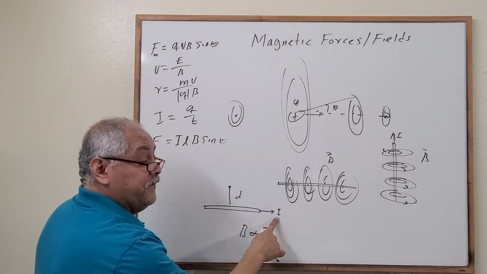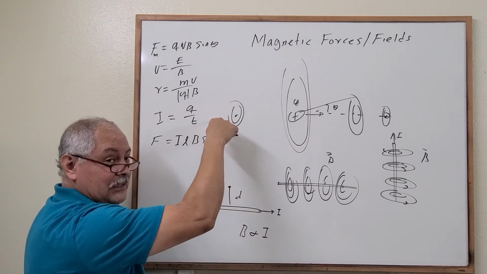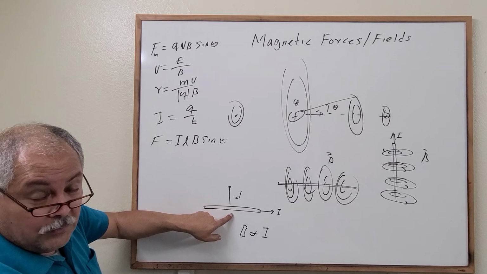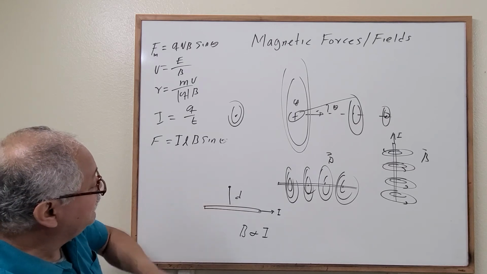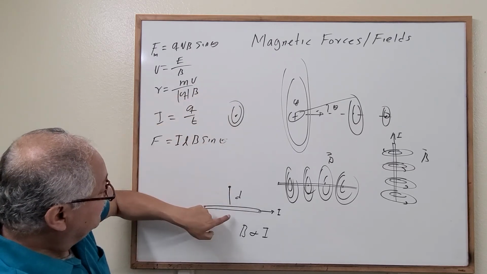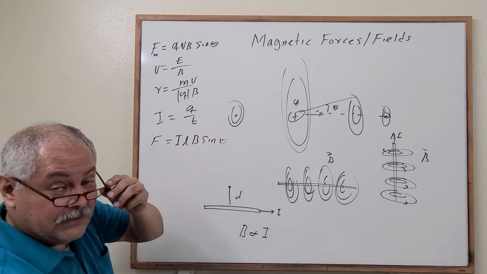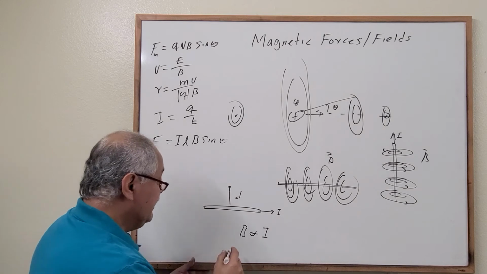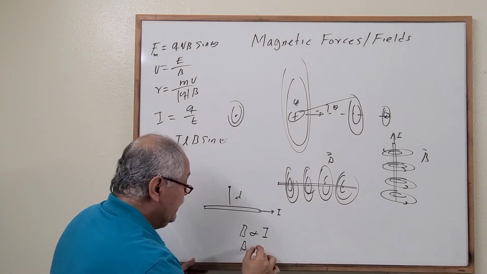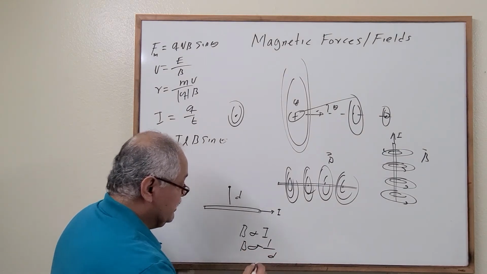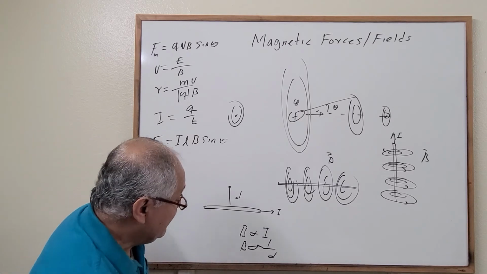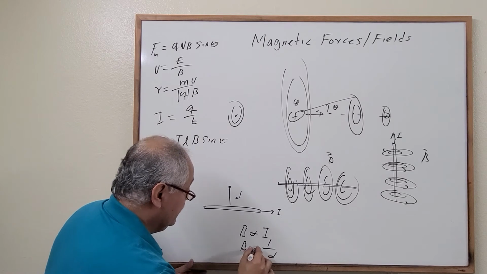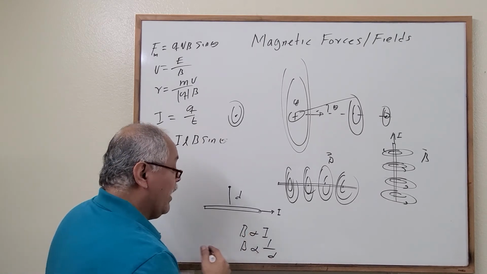Now let's do the opposite. The current is fixed and we change the distance. We increase the distance from this wire. What happens to the magnetic field? Well, if we increase the distance from the wire, the magnetic field decreases if we keep the current constant. So we say the magnetic field is inversely proportional to the distance.